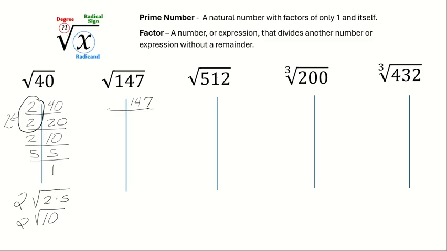We think about 2. 2 is not a factor of 147 because the last digit is 7, which is odd, and with 2 the last digit has to be even. So let's try 3. Does 3 work? Go ahead and put it in your calculator and see if it works.